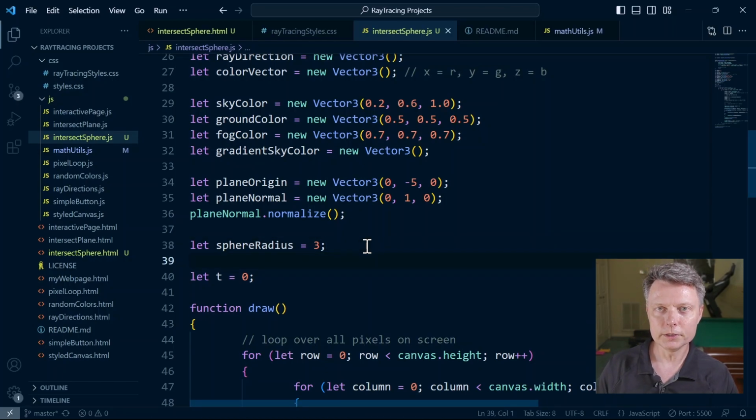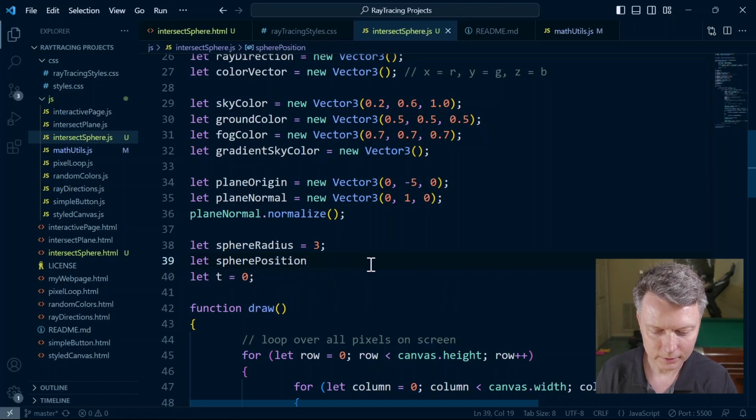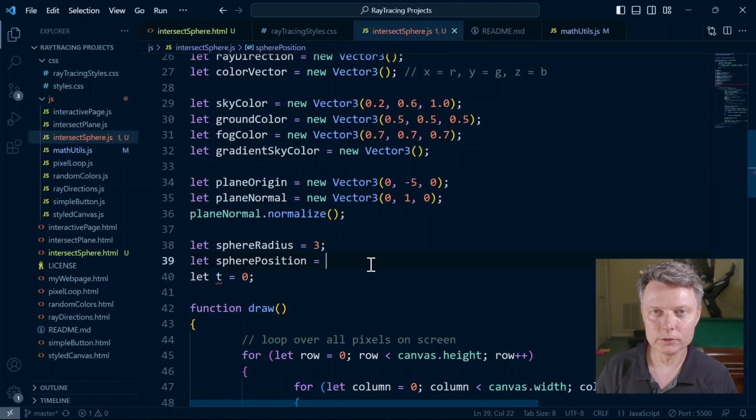And now we need to position the sphere in the scene. So let sphere position, and we were typing that a moment ago, so it recognizes that. Sphere position equals, now we have to set this up as a new vector.